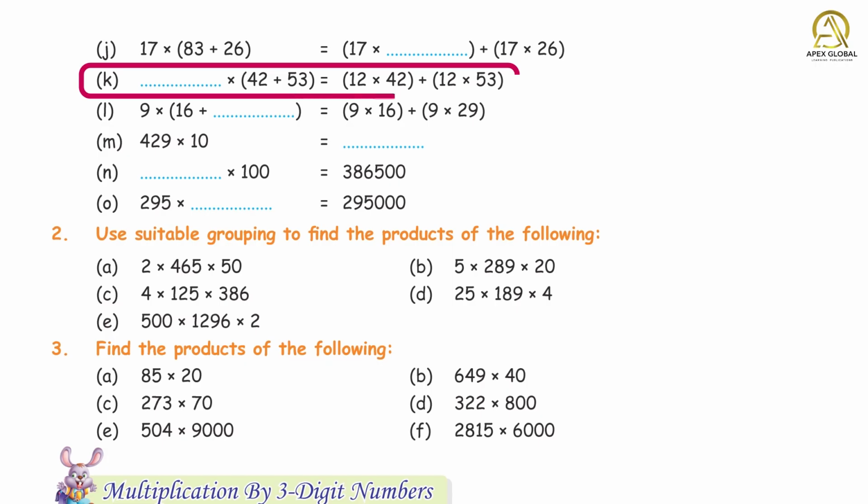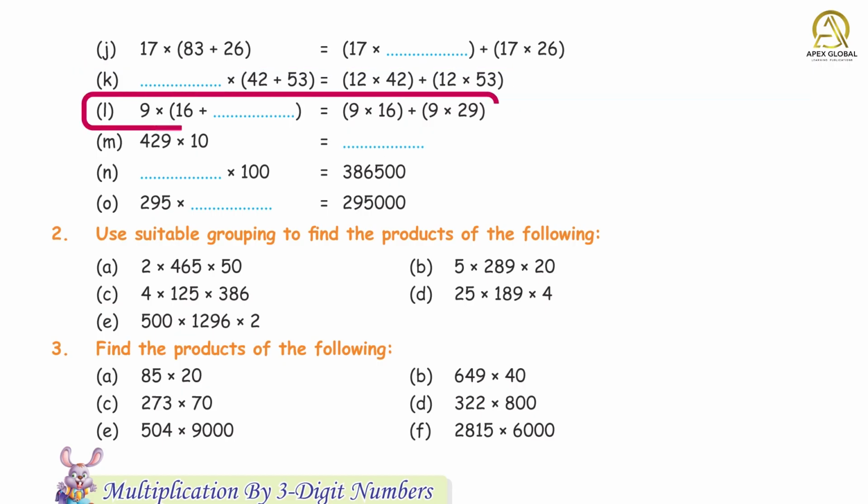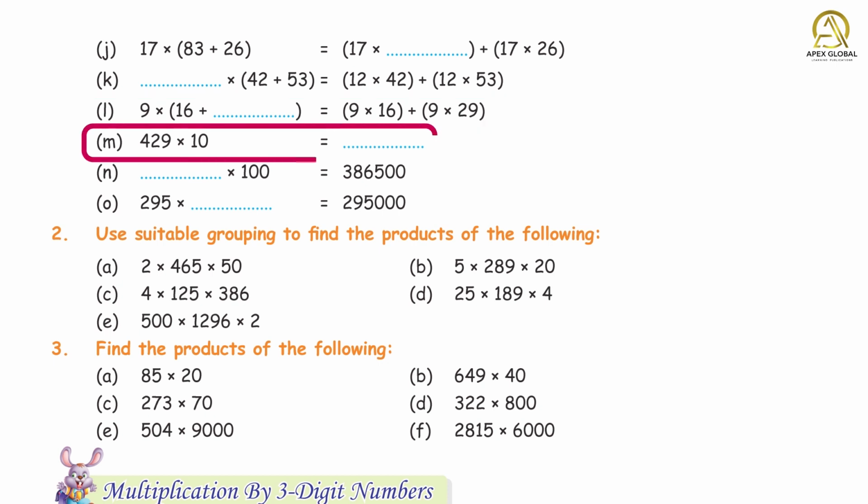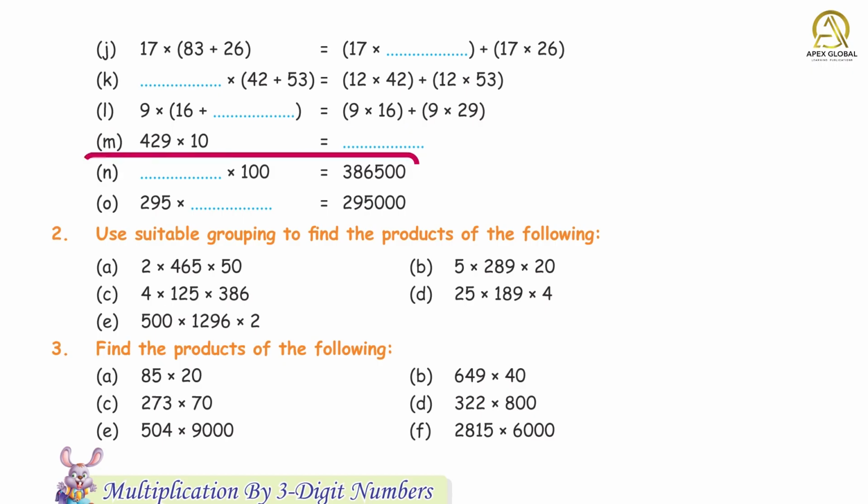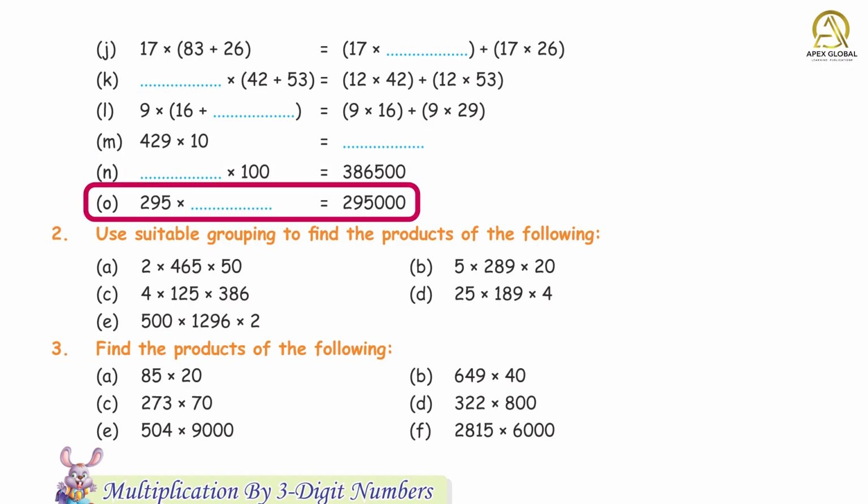K. 12 into 42 plus 53 is equal to 12 into 42 plus 12 into 53. L. 9 into 16 plus 29 is equal to 9 into 16 plus 9 into 29. M. 429 into 10 is equal to 4290. N. 3865 into 1000 is equal to 38,65,000. O. 295 into 1000 is equal to 2,95,000.